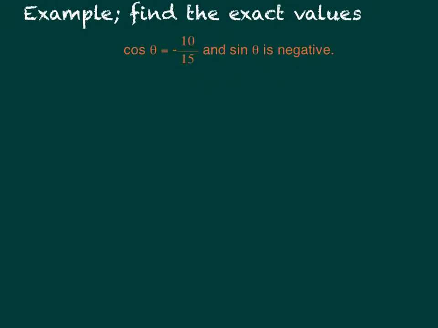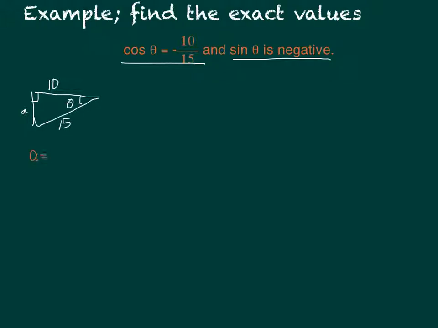For this last example here, we want to start by drawing our picture. We know sine is negative and cosine is negative. So our triangle is actually going to go cosine is negative and sine is negative. So our triangle is going to be right there with our theta right there. So cosine of theta is going to be 10 over 15. And again, this time we're going to be looking to find a.